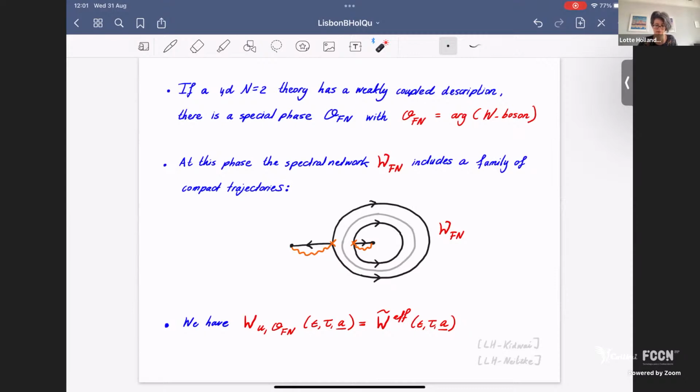At this phase, the spectral network is very elegant, in the sense that most of the trajectories in the spectral network are saddle trajectories. This is an example of such a network for the pure N=2 theory. In this case, you see that there is a saddle trajectory here as well as here. So the spectral network encodes a lot of compact trajectories, and all of these compact trajectories together encode this W boson. So we have that this new object, the superpotential W_theta, at this phase, is exactly equal to the Nekrasov-Shatashvili expression W.